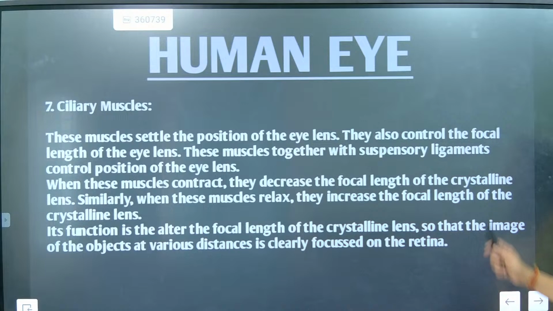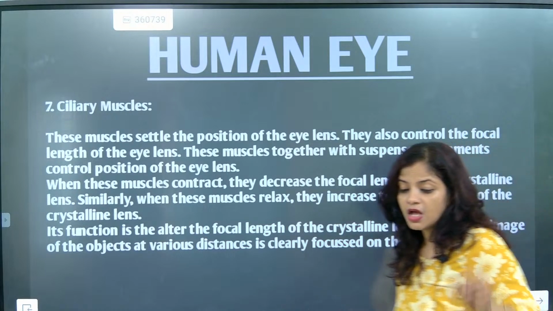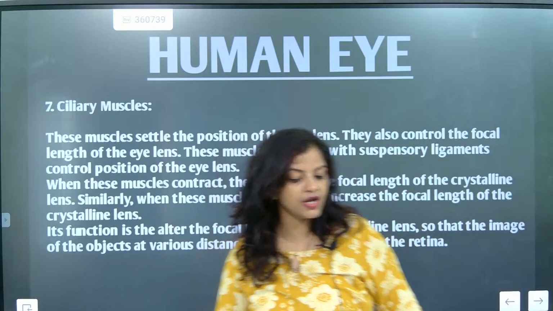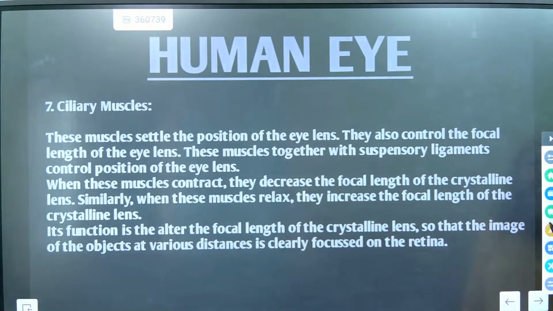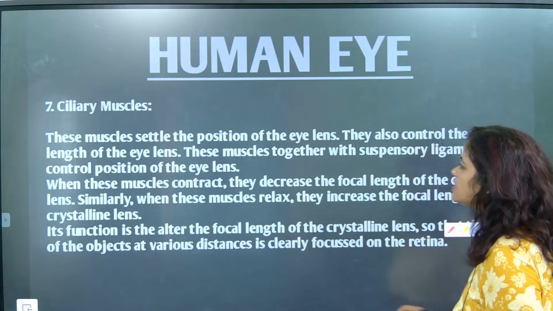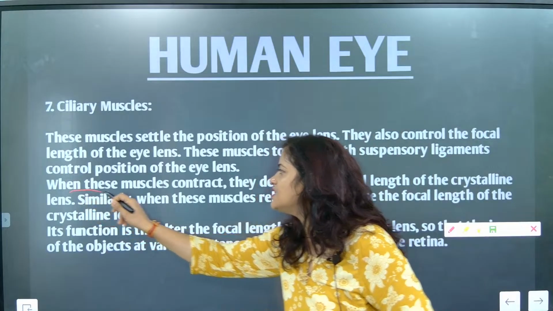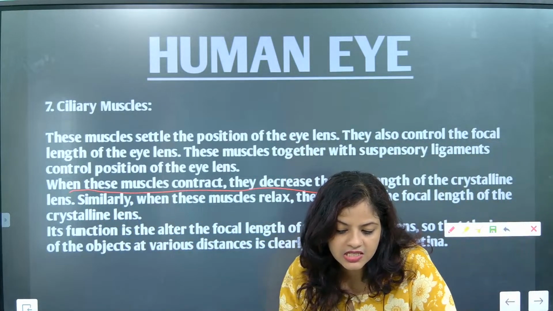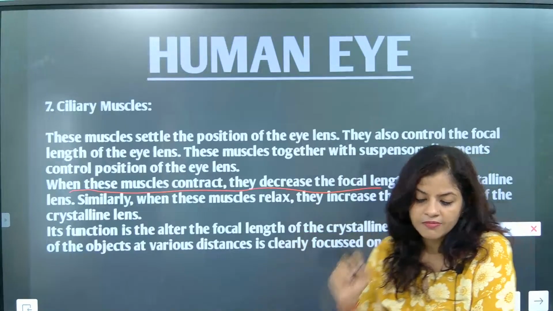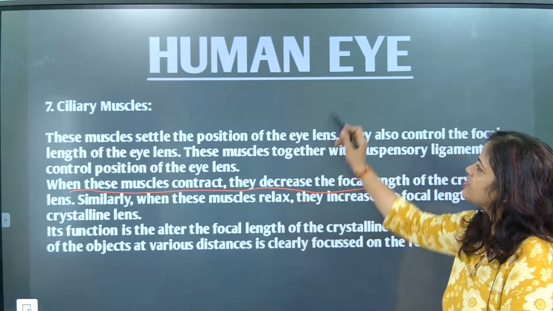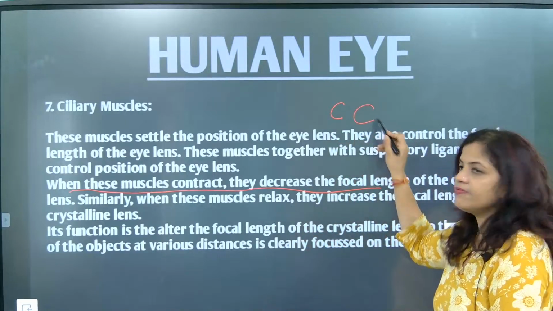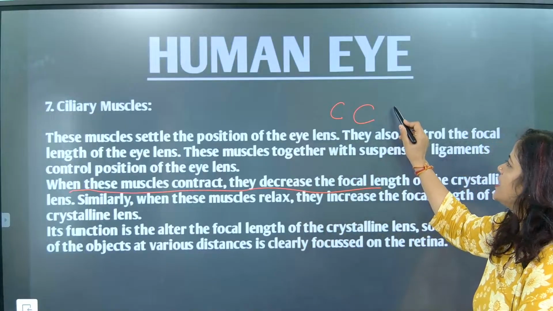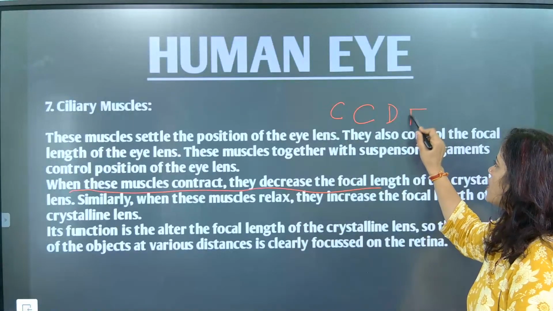When these muscles contract, they decrease the focal length. Now this is something you must remember. Children, note it down, write it down, type it out. Just remember this part. Which muscles? Ciliary muscles. Contraction of ciliary muscles will decrease the focal length.